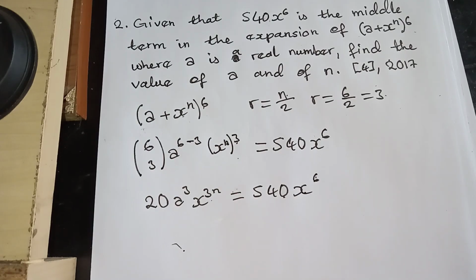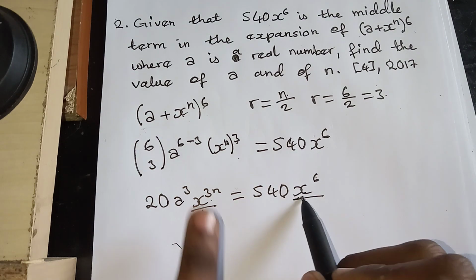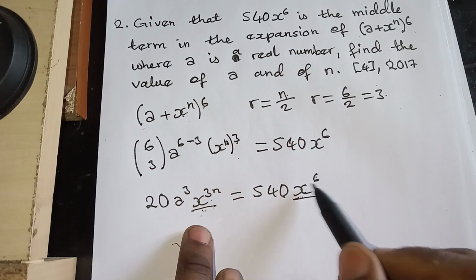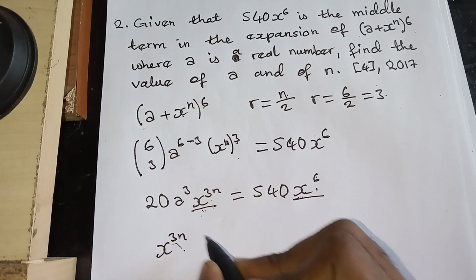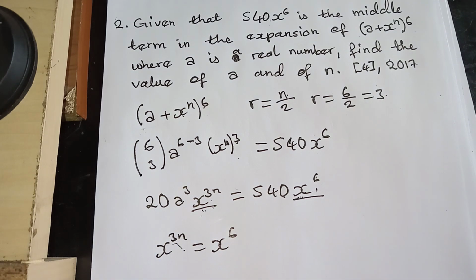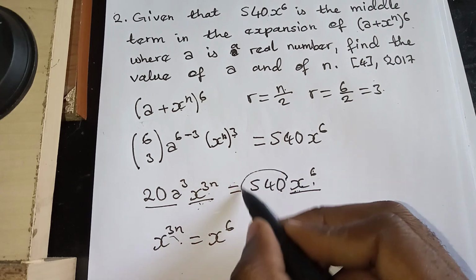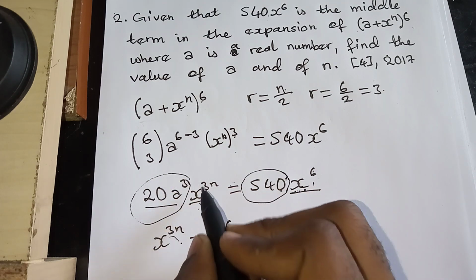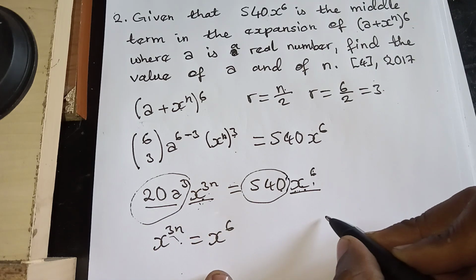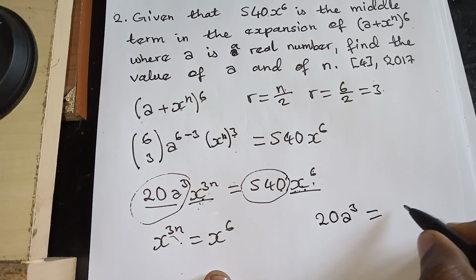So now to solve such an equation, you look at the x and the x there. So these two x's must be exactly the same. So in short, what we are saying here is x to the power 3n must be exactly the same as x to the power 6. And the coefficients here, this is the coefficient of x to the power 6, and this is the coefficient of x to the power 3n. So these two coefficients must also be the same. So we have this being equal to 540.